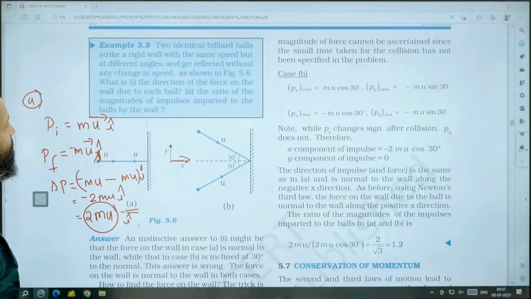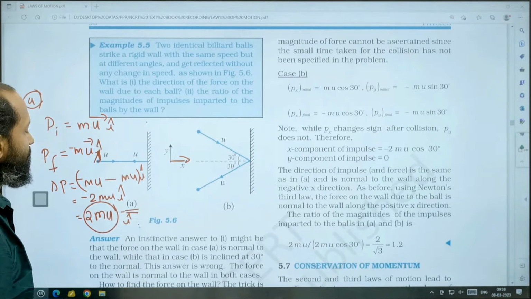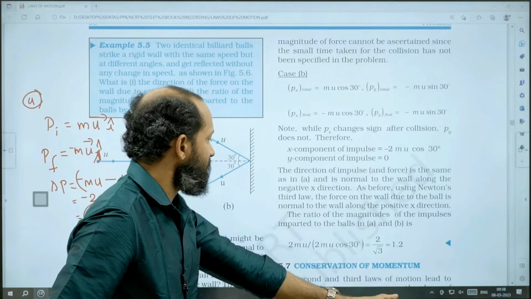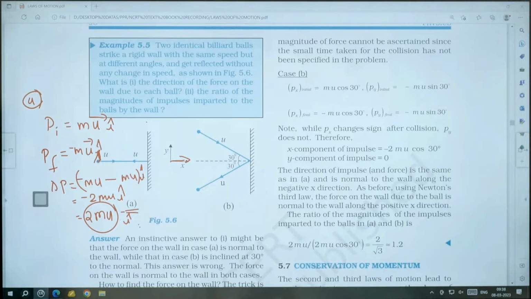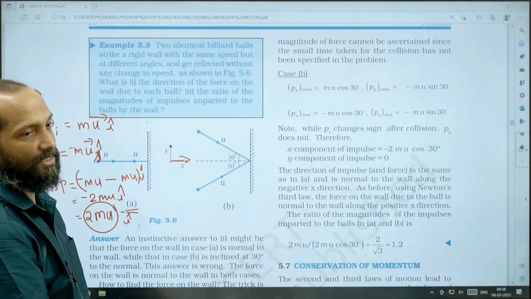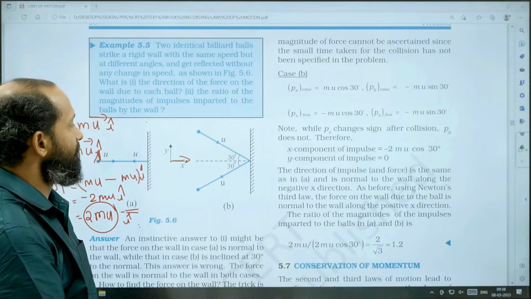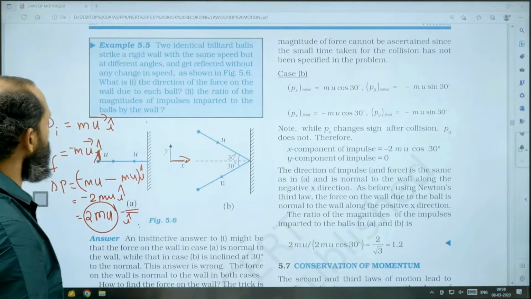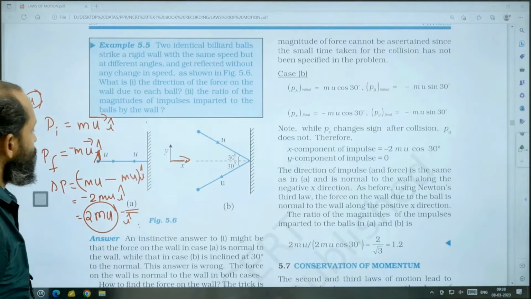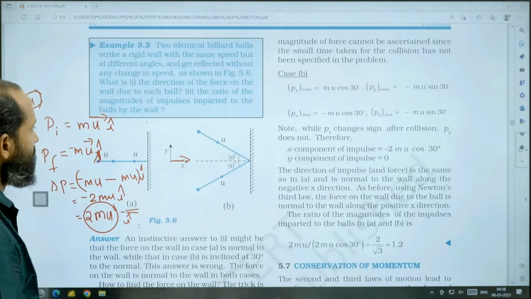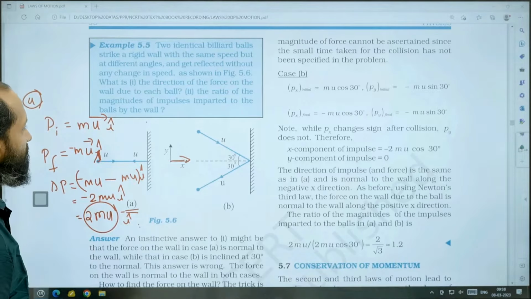So what is the direction of force on the ball due to the wall? The ball exerts a force in the positive x-axis on the wall, and the wall exerts a force on the ball in the negative x-axis. What happens here? The wall is so hard that its momentum has not changed. But the momentum change happened with the ball only. The ball's momentum change is in the negative direction. So the force on the ball is along its change in momentum, so its direction is the negative x-axis.